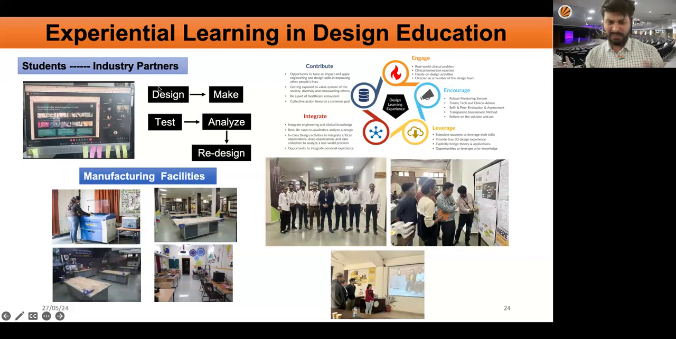Communication is one of the important 21st century skills. After the course ends, every student communicates their idea to the jury members. They present their pitches and their presentation to the jury members, showing what exactly they developed during the semester, during six months in all. So communication is one of the important factors here.